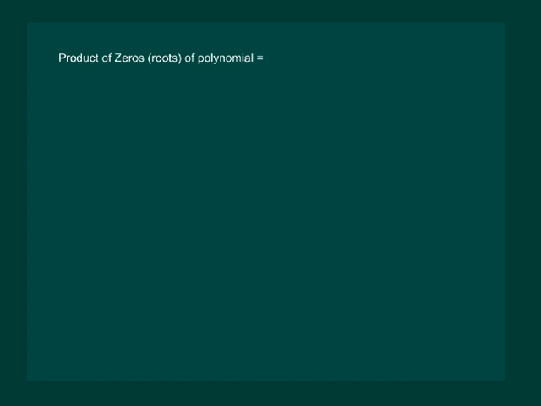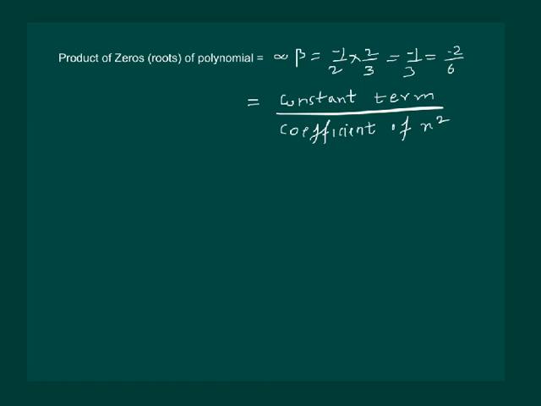Similarly, we can find the product of the zeros of the polynomial, alpha into beta, equal to minus 1 by 2 into 2 by 3 for the given example, which is equal to minus 1 by 3, or we can write it as minus 2 by 6. We reach the result that the product of the zeros of a quadratic polynomial is the constant term by the coefficient of x square, and from the general form ax square plus bx plus c, the formula is c by a.